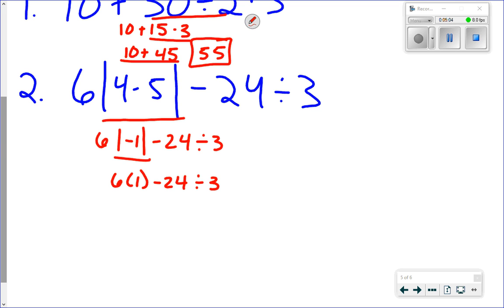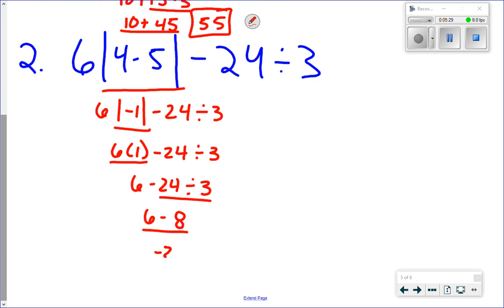Since this 6 was written out front, that means it's multiplication, so the 1 needs to go inside parentheses. Okay, I've got multiplication, subtraction, and division left. So I'm going to multiply next. 6 times 1 is 6. Bring down everything else. Now I've got subtraction and division. Division would be the next. 24 divided by 3 is 8. And then my last step, 6 minus 8, would be negative 2. It's totally fine to have negative answers. That is a real number. So positive, negative, 0, just because you get a negative number doesn't mean you did it wrong.